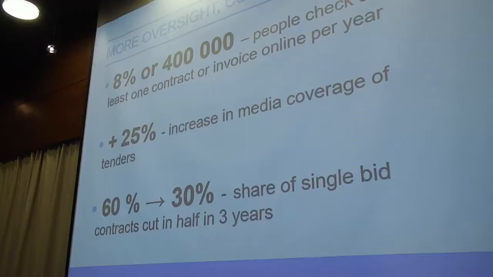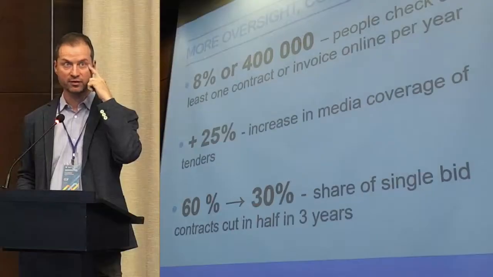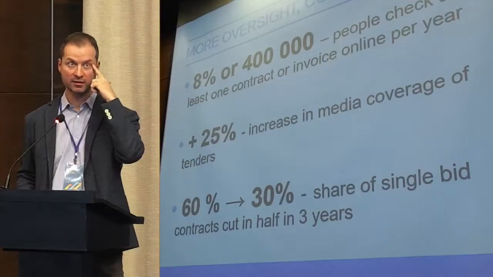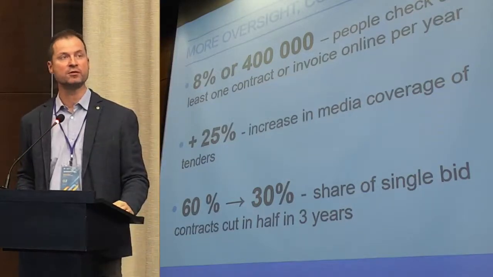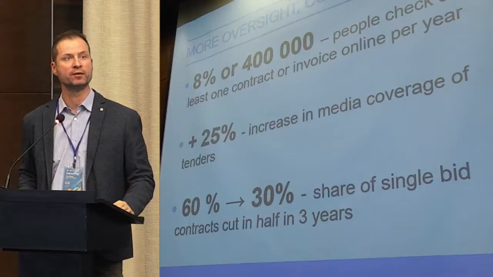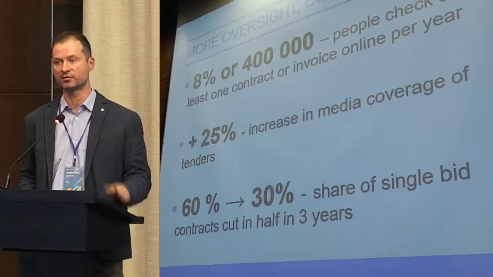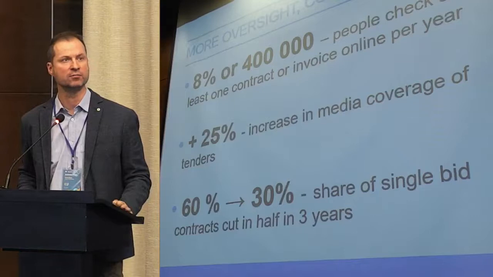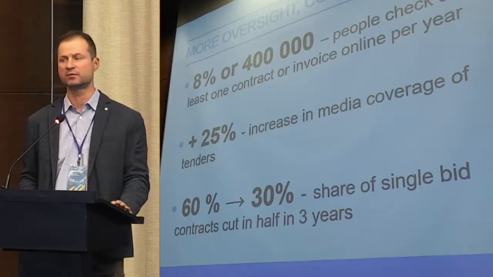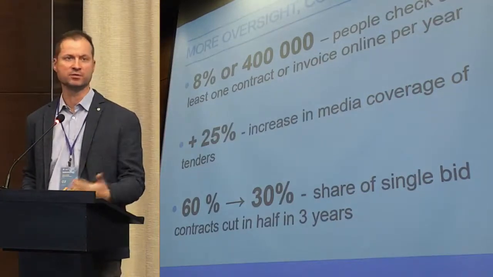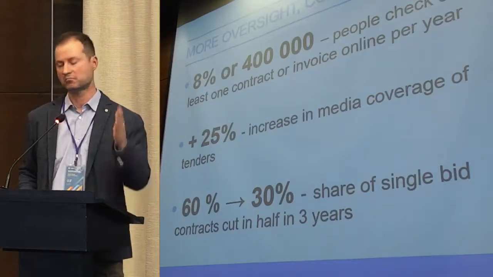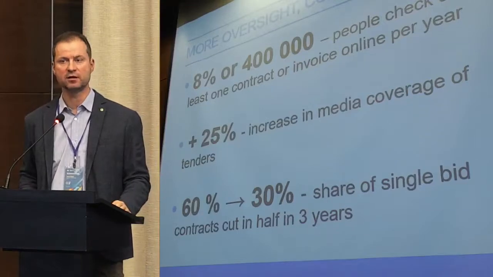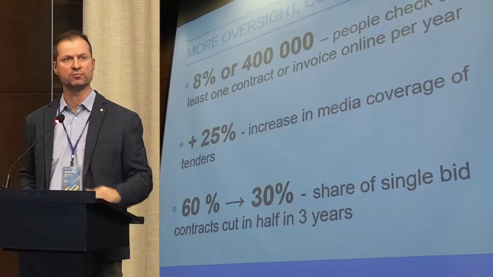Back in 2010, more than half of procurement actually ended up with a single bid. Within 3 years of all these reforms, it was cut in half. So now it's about 30%. I think the EU number is just below 20%. Of course, for some purchases there's not much competition. But it seemed like more transparency, and also all these reforms, encouraged competition.